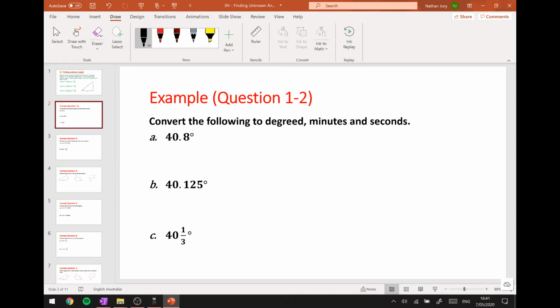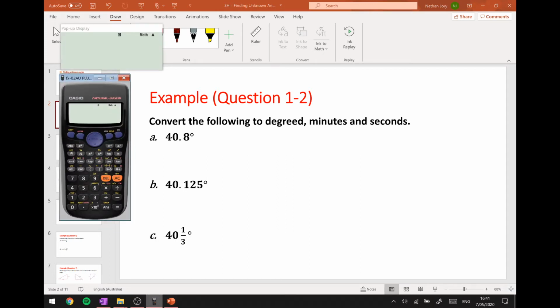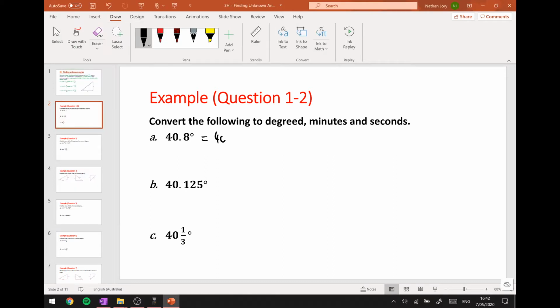So examples, question 1 to 2. What we're going to do to begin with is convert some degrees into degrees, minutes, and seconds. When we put a decimal degree into our calculator, it's automatically going to put it in degrees, minutes, and seconds for us. So 40.8 degrees is the same as 40 degrees and 48 minutes.